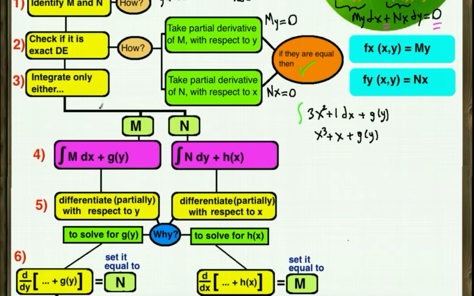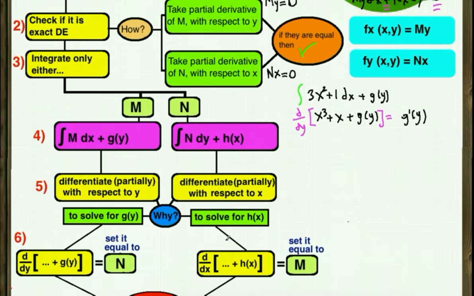Our next step is to differentiate this function partially with respect to y. Why are we doing that? Because our main aim is to solve for g of y. So if we differentiate this function with respect to y, the derivative of this is 0 because there is no y term here. This is 0, no y here. This will be g prime of y. So what we get from this differentiation is only g prime of y.